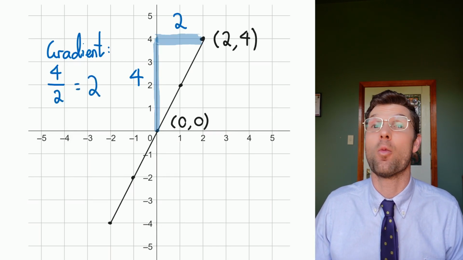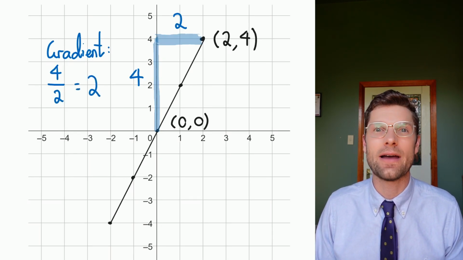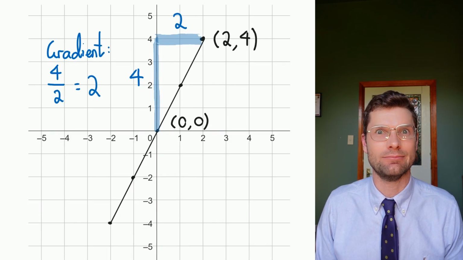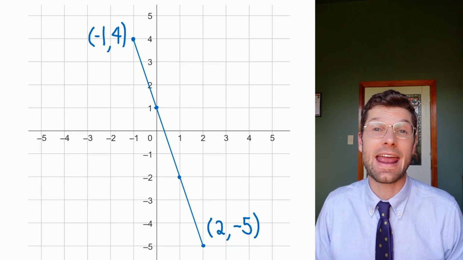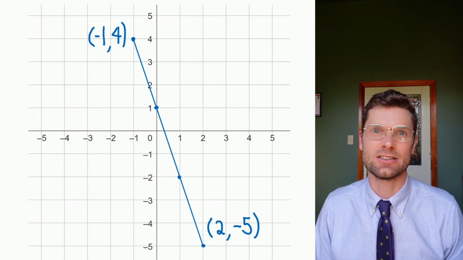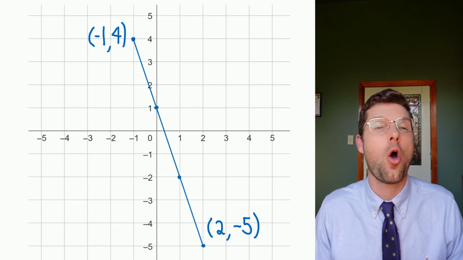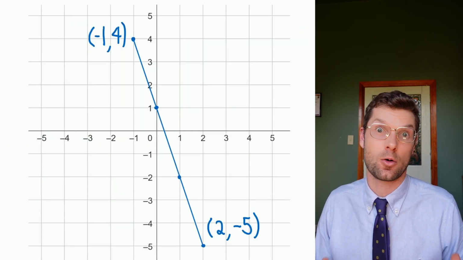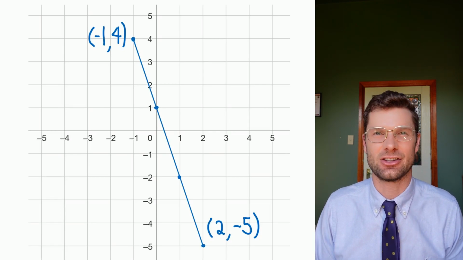This will be the same no matter what 2 points you pick. It's always going up by the same amount every time. And that's why it's a dead straight line. It's a repeating pattern. And this can even go across the x-axis. So here I've got -1, 4 all the way across to 2, -5. So this looks like a much harder triangle, but nothing actually changes.